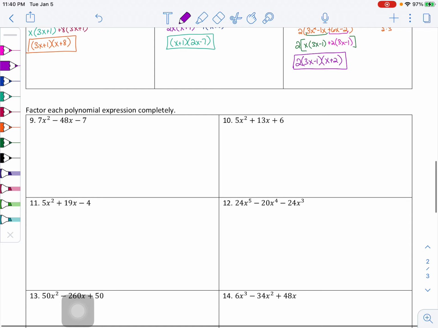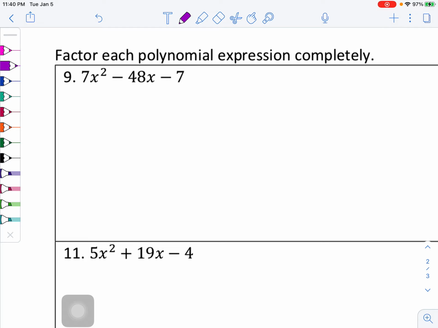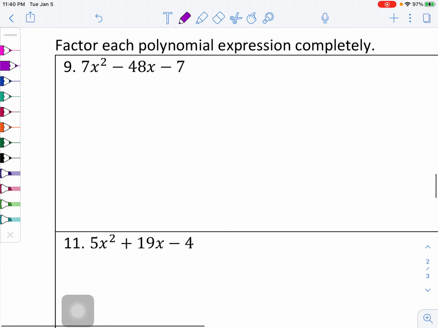All right, we've got some more problems here for practice. I am just going to do the odd problems. The even ones will be in the answer key, so you can check on those and let me know if you have any questions.